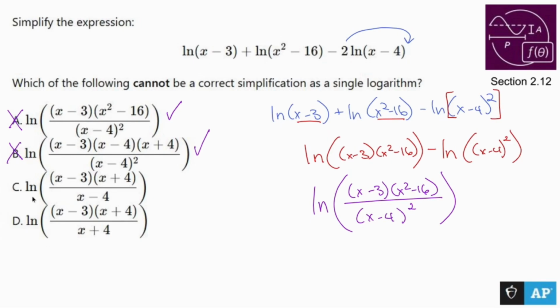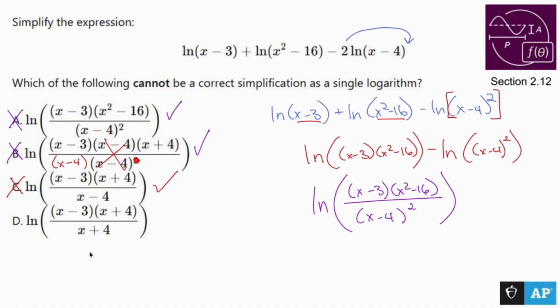Now if I take a look at C, notice, wait a minute, if I factor this out a little bit more to make it x minus 4 times x minus 4, you'll notice that these guys cancel each other out, leaving us with x minus 3, x plus 4 over x minus 4, which happens to be C. So B and C are the same thing, which means you are not what I want.